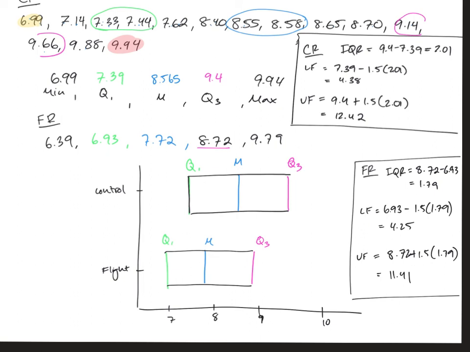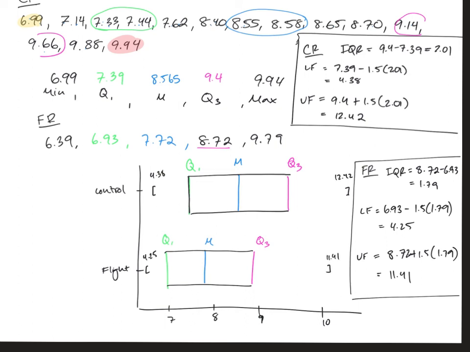Okay, so upper fence and lower fence. Let's go ahead and label those. For the control group, it's 4.38. So I'm going to be really rough drawing there. 4.38. And then 12.42, so up around here, 12.42. Labeling them because they're very, very approximate. And then the other group, 4.25, and then 11.41.